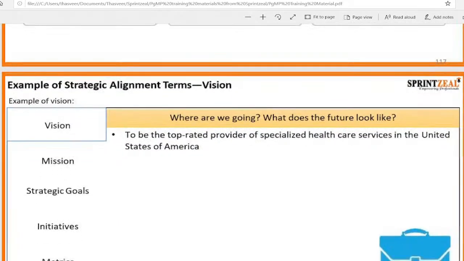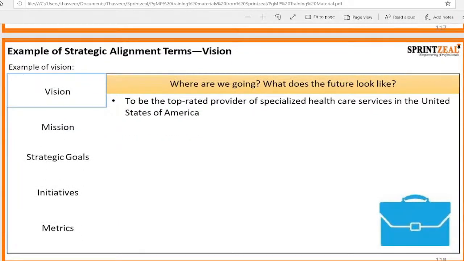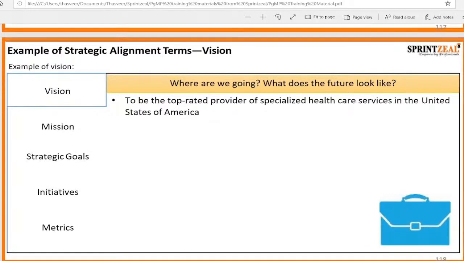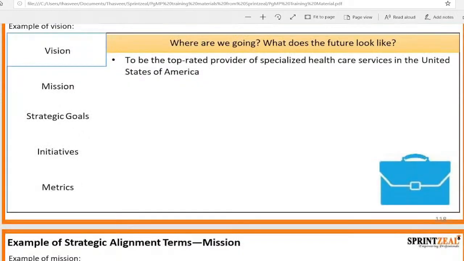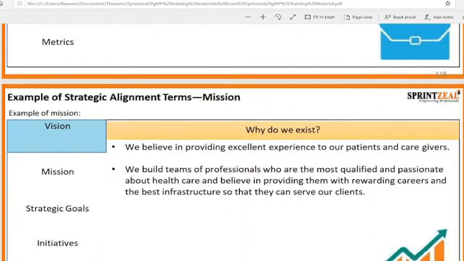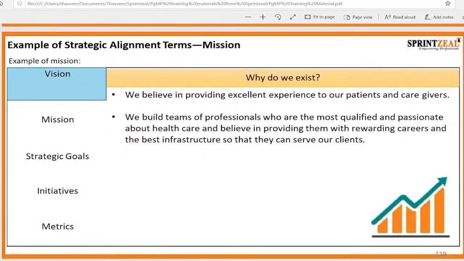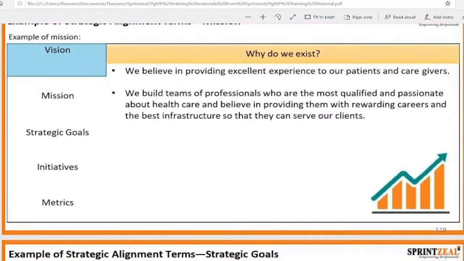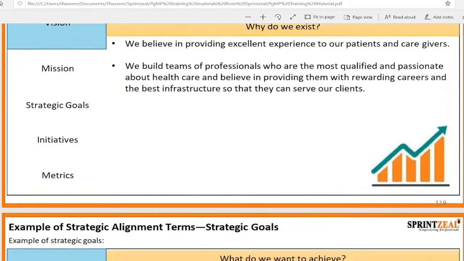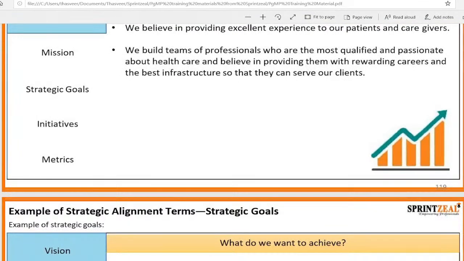Vision means where we are going. What does the future look like? For example, to be the top-rated provider of specialized healthcare in the United States of America. That's a vision for a company. Then mission. Mission is like, why do we exist? We build teams of professionals who are most qualified and passionate about healthcare and believe in providing them rewarding careers. This is an example of a mission for some organization.